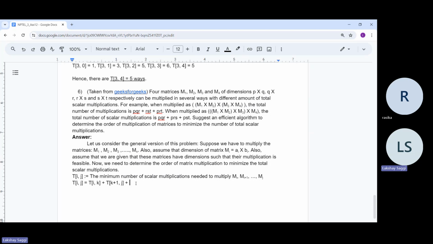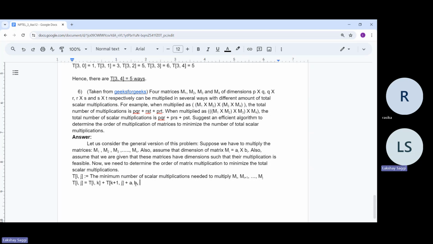And the dimensions for these matrices will be, Mi will have a dimension of ai, and the second term which will come is the number of columns of Mk, which will be something like bk.